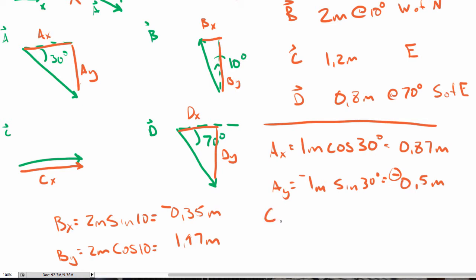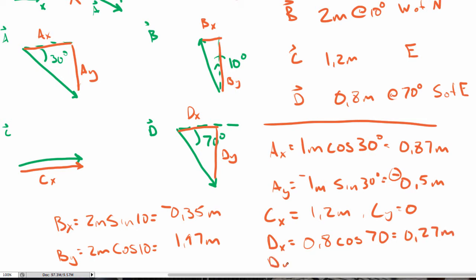My x and y components of C are very simple. Cx is just equal to the magnitude of C, which is 1.2 meters, and then Cy is equal to 0, like I said before. And that just leaves us with Dx. We have this angle, and Dx is adjacent to that angle, so we're going to use the cosine for the x direction, 0.8 times the cosine of 70. That's equal to 0.27 meters. And then Dy is equal to 0.8 times the sine of 70.